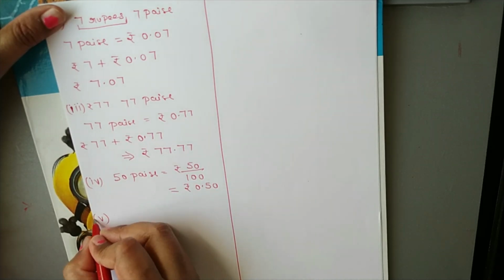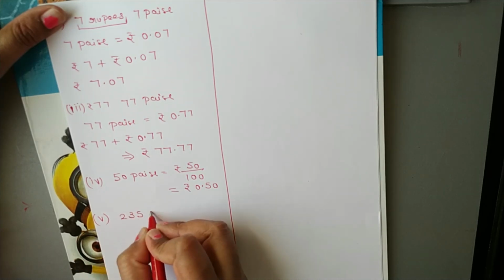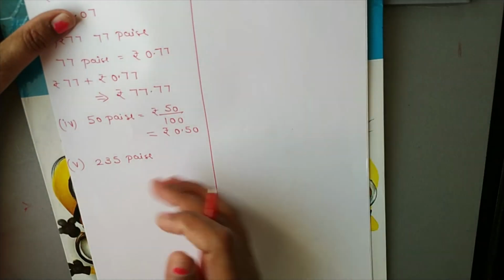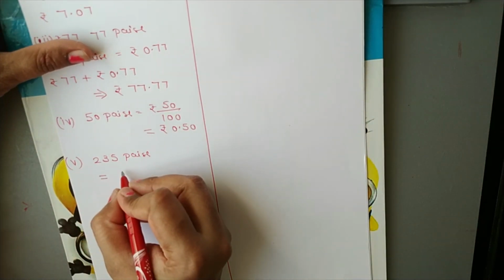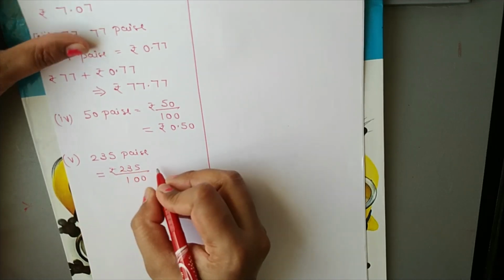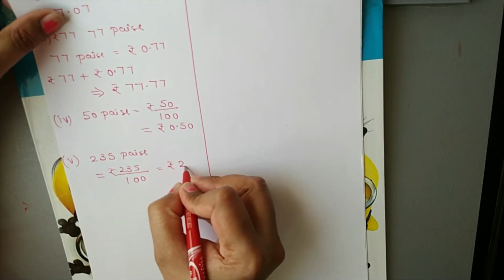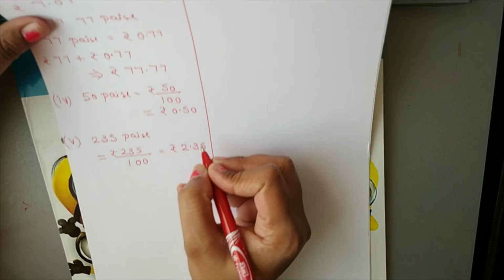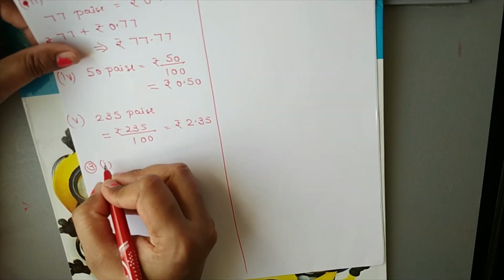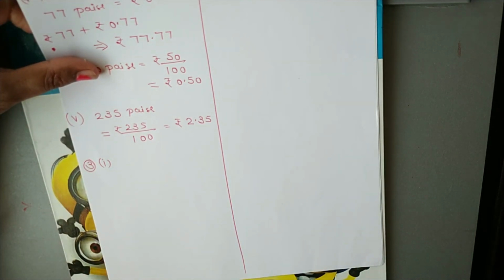Then fifth part, 235 paise. So for rupees we have to divide by 100, so 235 divided by 100, so it will become rupees 2.35. Okay, question number 3. Express 5 centimeter in meter and kilometer.